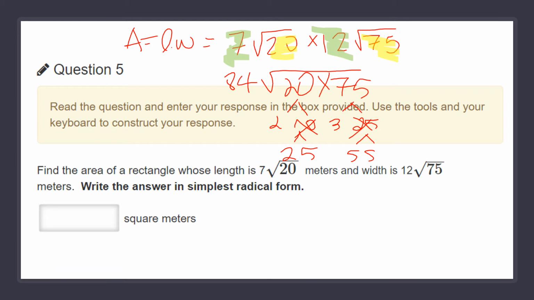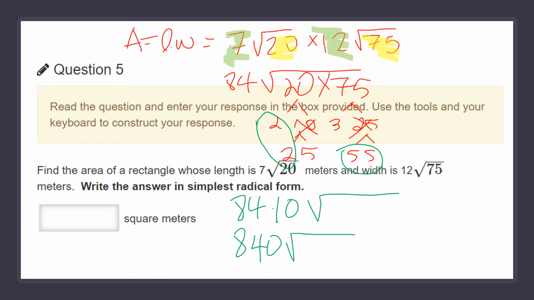Now if we're looking for couples, we have a couple of 2's and a couple of 5's. So the couple of 2 and the couple of 5 are going to get multiplied to give you 10, and then that 10 has to get multiplied to that 84 that's already sitting out there, so that's going to become 840. On the inside, we're looking for our singles, which we have 3 and 5, and those are going to get multiplied together to give us 15. So it would be 840 square root 15 square meters.